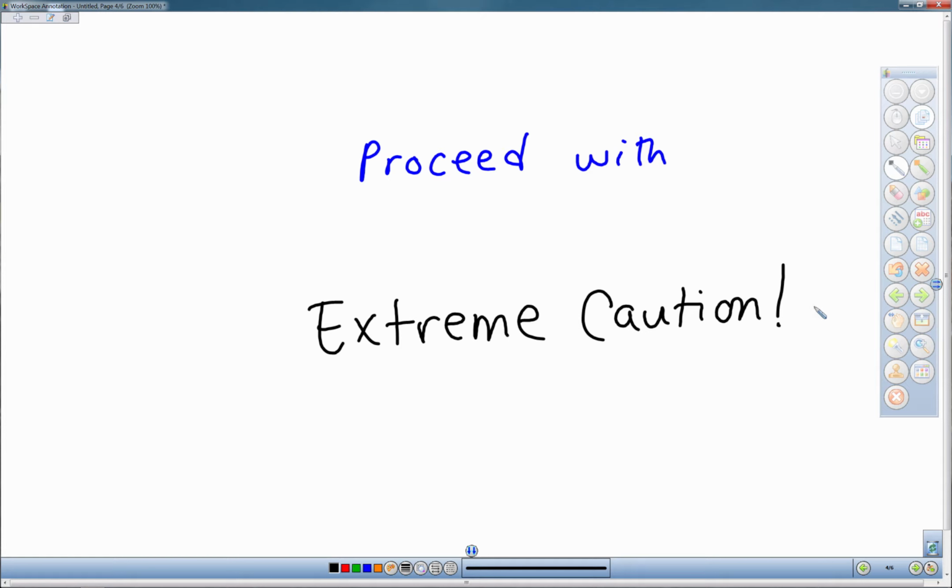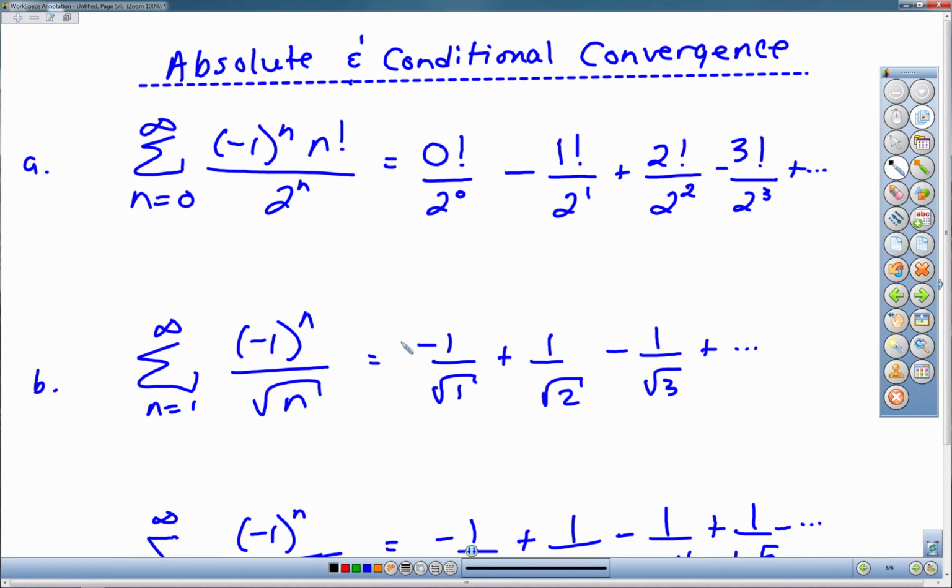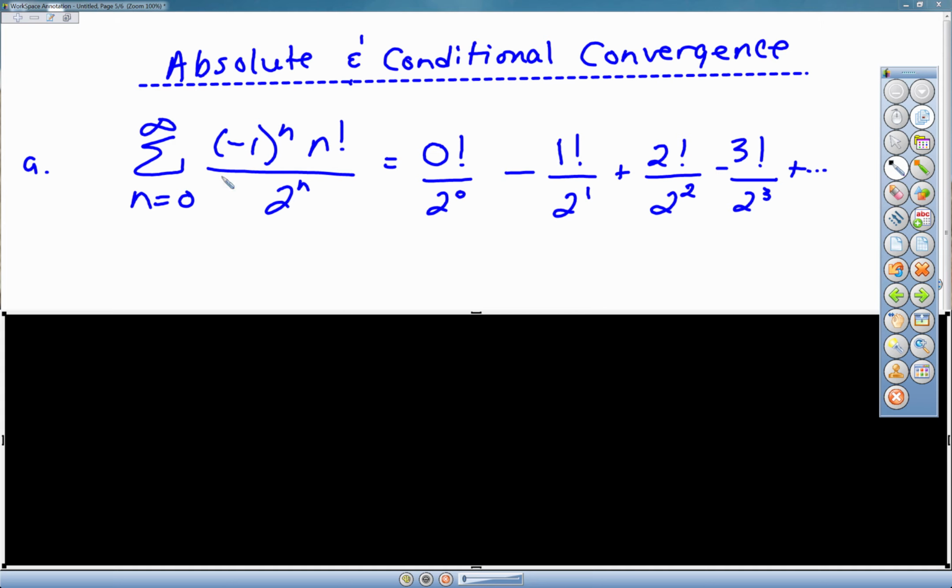Okay, here we go. You asked for it. So here are a few more examples to explore absolute versus conditional convergence. Proceed with extreme caution. Here we go. Let's go ahead and take a look at this first Mama Jama right here. We want to determine whether the series are convergent or divergent. And if we do have a convergent series, can we classify whether it's absolute or conditional? So the first thing we're going to explore is this guy right here.